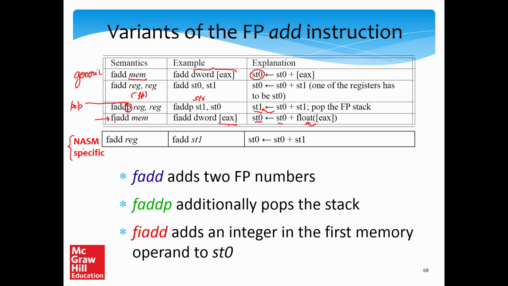So it can be used if NASM is being used as the assembler, and if there are other assemblers that support this particular format, this can be used. There's nothing wrong in it. So this format is a one address format instruction, where the only operand that FADD takes is a floating point register. So for example, FADD st1.